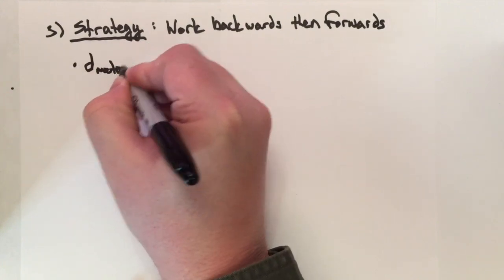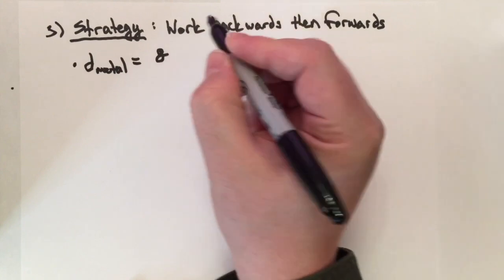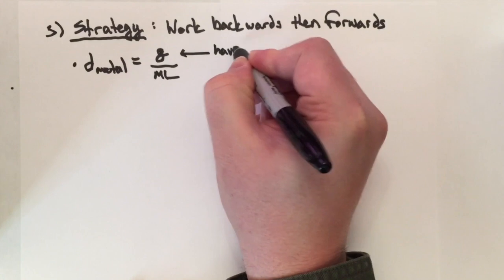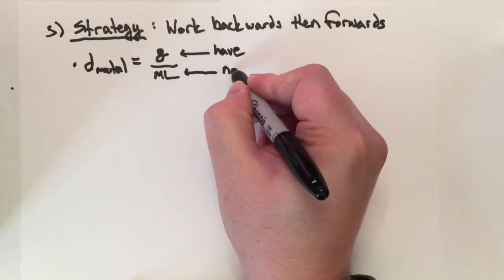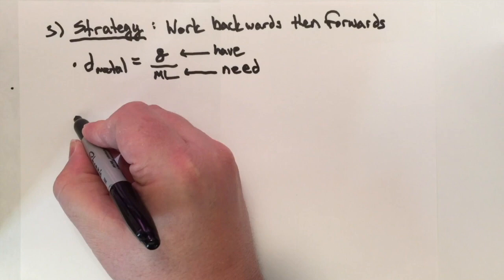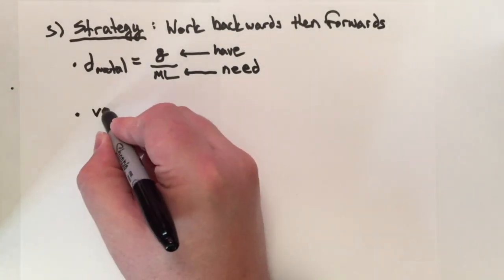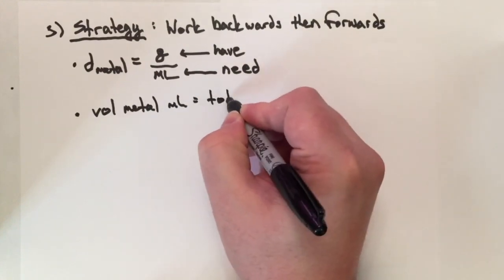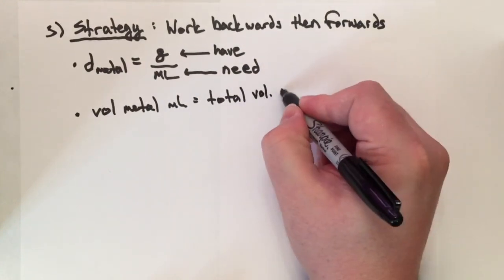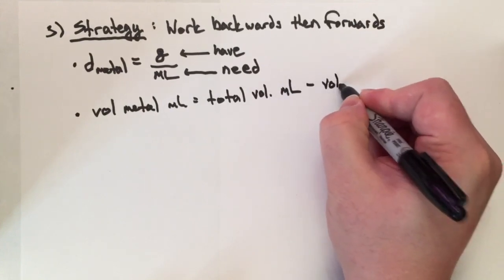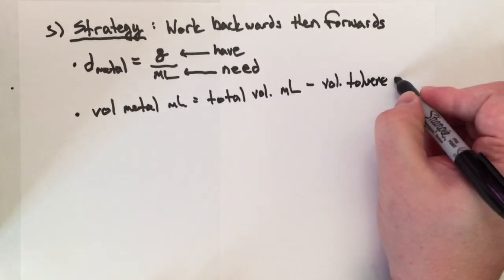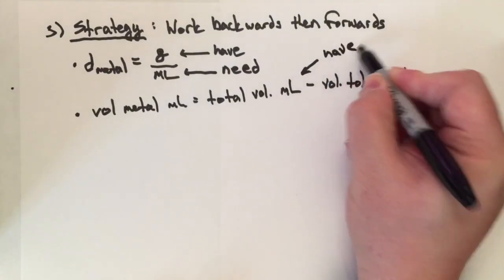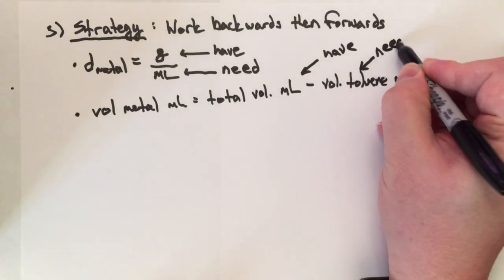The density of the metal is defined as its mass over its volume. We have the mass given to us in the problem, which means that we need to determine the volume of the metal. The volume of the metal is equal to the total volume, the volume of the metal plus the toluene, minus the volume of the toluene. We have the total volume. We need to get the volume of the toluene.